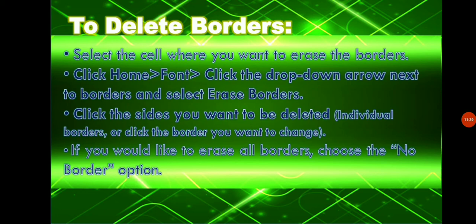To delete borders, select the cells where you want to erase the borders. Click Home, Font, click the drop-down arrow next to Borders, and select Erase Border. The cursor will change into an eraser. Click the sides you want to delete, individual borders, or click the border you want to change. If you would like to erase all borders, choose the No Border option.